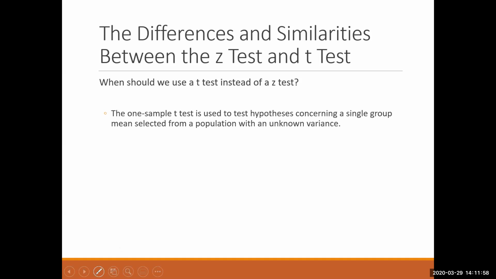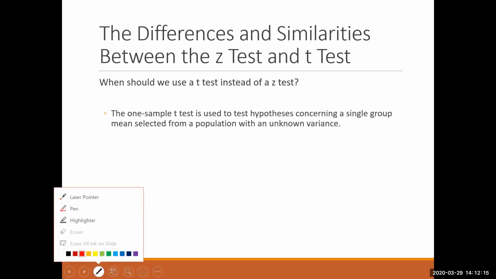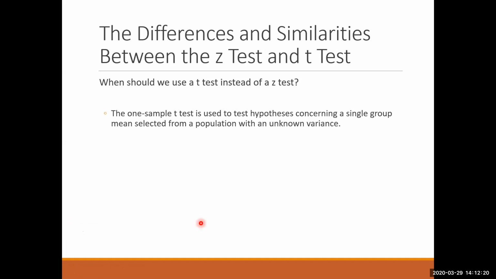What does that look like? It means that there is no standard deviation for the population. Okay, so if that is missing, then that should tip you off that you need to run a one sample, or single sample, t-test.